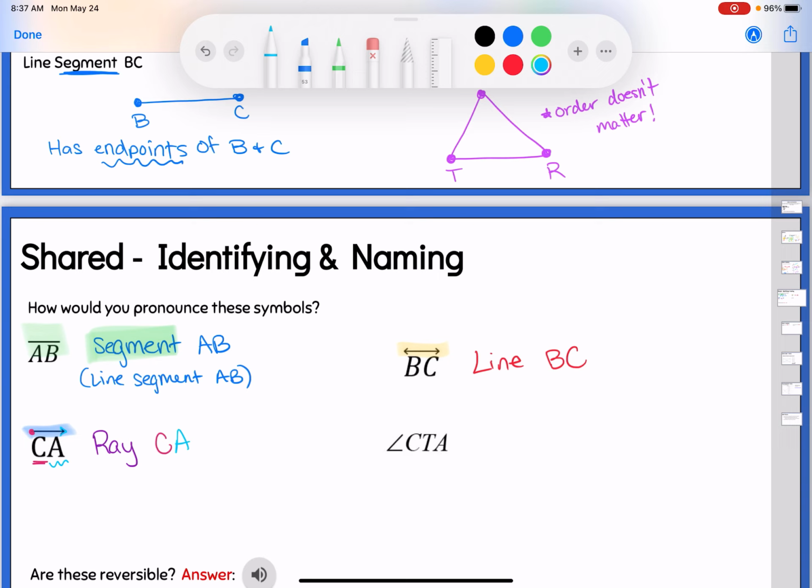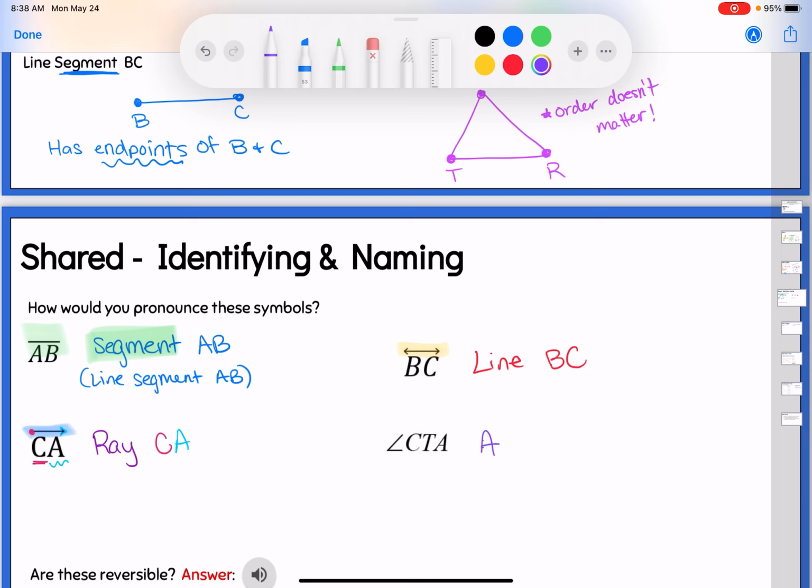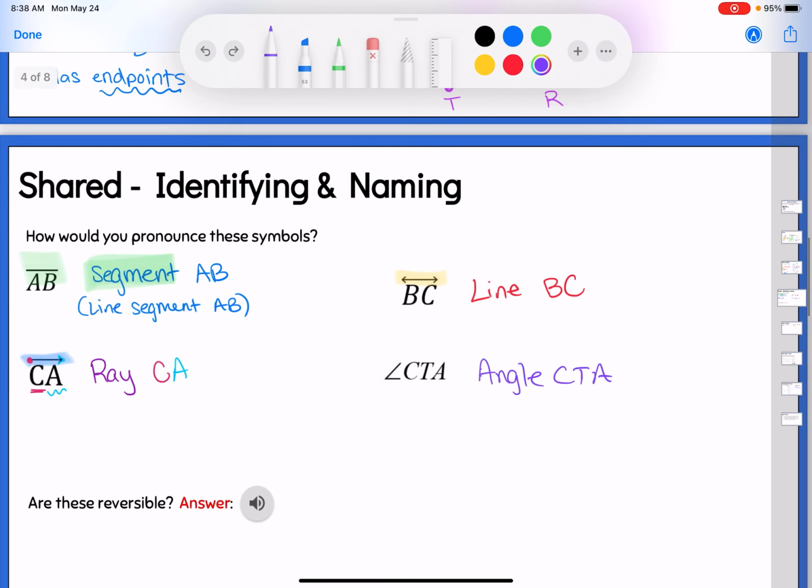All right, and then hopefully this last one is a symbol that you've seen before. That's the symbol for angle. So this is angle CTA, right? All right. So the next question down at the bottom says, are these reversible?